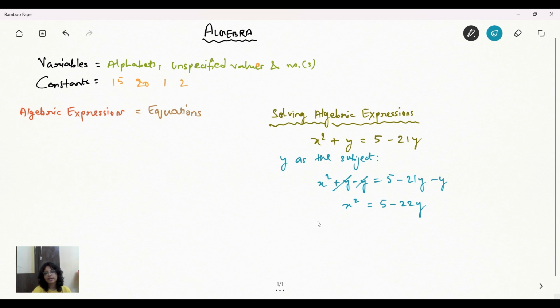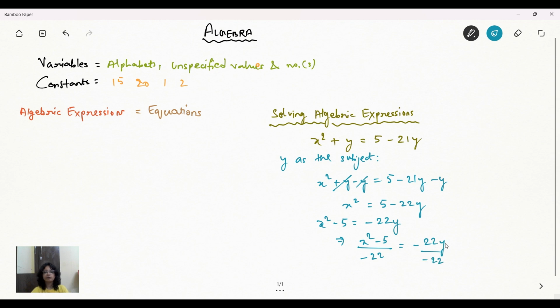If we do so, what do we get? We get x squared minus 5 equals minus 22y. All right. Now, still y is not isolated. What do we have with y? We have negative of 22. So what do we do? We will divide both the sides of the equation by negative of 22. So we get x squared minus 5 over negative of 22 equals negative of 22y over negative of 22.